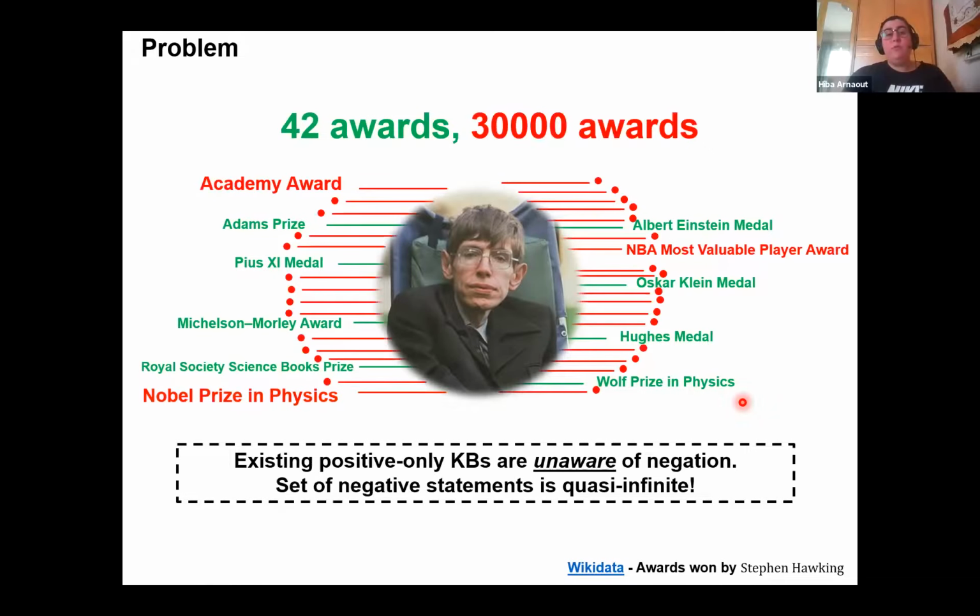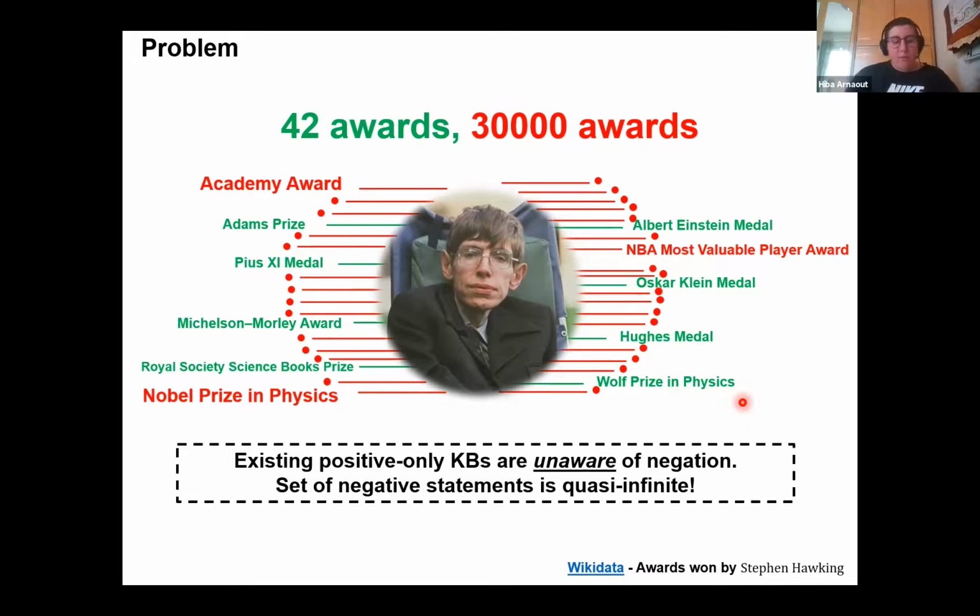But if we were to do that, even for something as simple as the awards of Stephen Hawking, he has won dozens of awards, and then you have to assert every possible award that he did not win, and that goes into 30,000 awards. So he also never received an Oscar. He never received the NBA award, etc. So if you were to go for the solution, the set of negative statements is very huge, it's overwhelming. And this is just for something like awards.